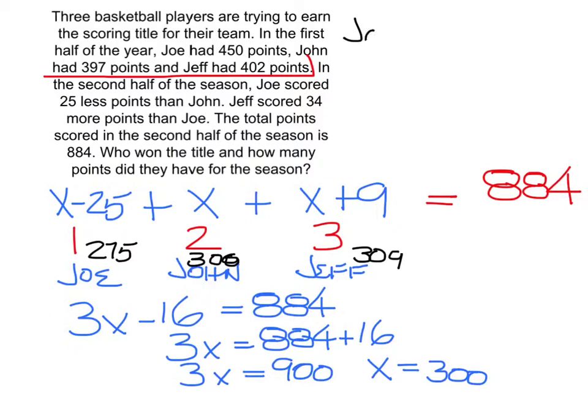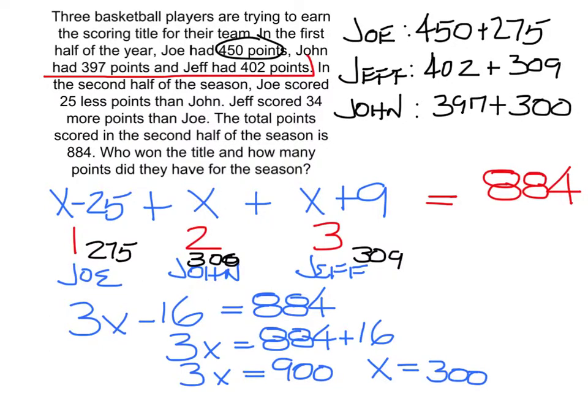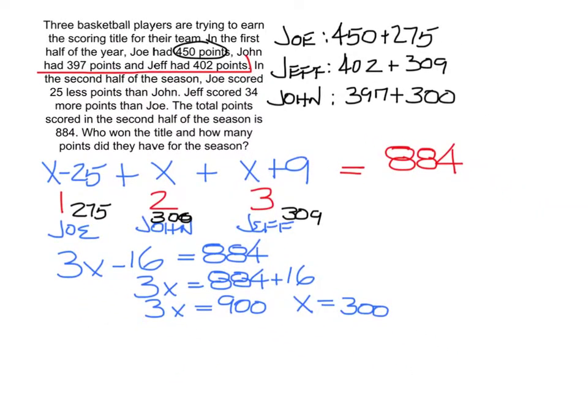Now we'll come up here and take care of Joe, Jeff, and John. So for Joe, in the first half of the season, Joe had 450 points. So 450 plus 275. And then for Jeff, in the first half of the season, he had 402. And in the second half of the season, 309. And John, for the first part of the year, he had 397. And the second part, 300.